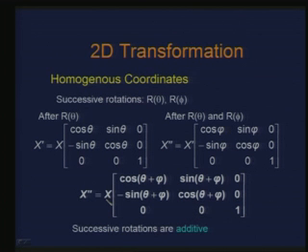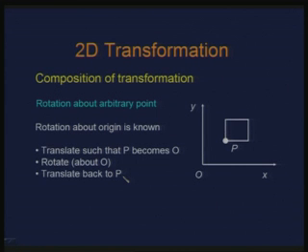So, this should be x double prime is equal to x multiplied by this matrix. So, this is the resulting matrix, this is not really x double prime. What we observe here is that successive application of rotations is additive in nature. You just add the angles by which they would be rotated.